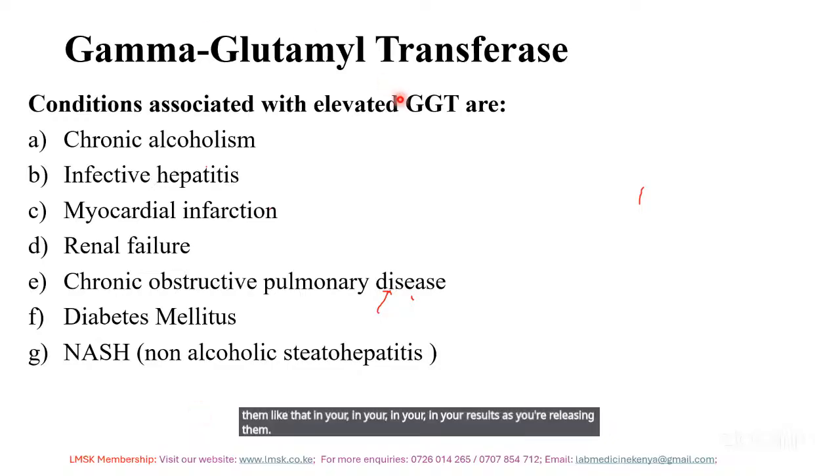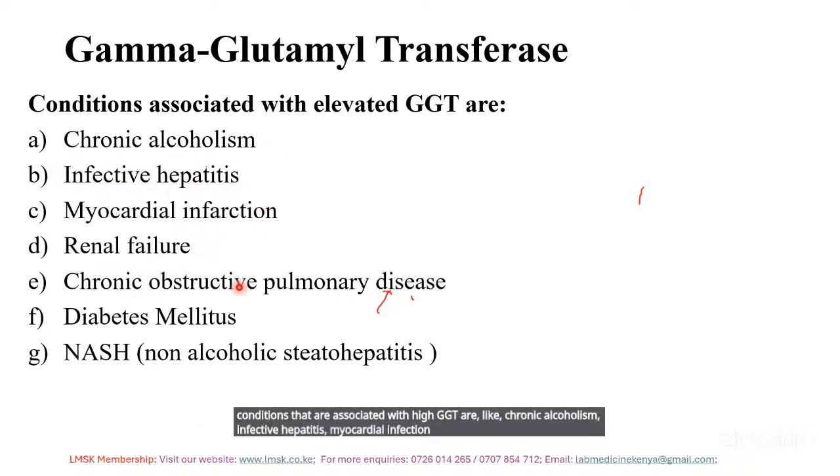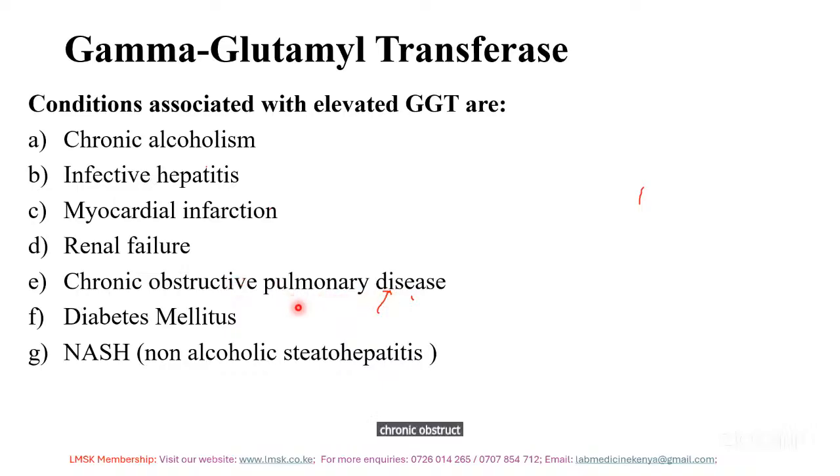Conditions that are associated with high GGT are chronic alcoholism, infective hepatitis, myocardial infarction, renal failure, chronic obstructive pulmonary disease, diabetes mellitus, and non-alcoholic steatohepatitis, for those with too much cholesterol in the body.